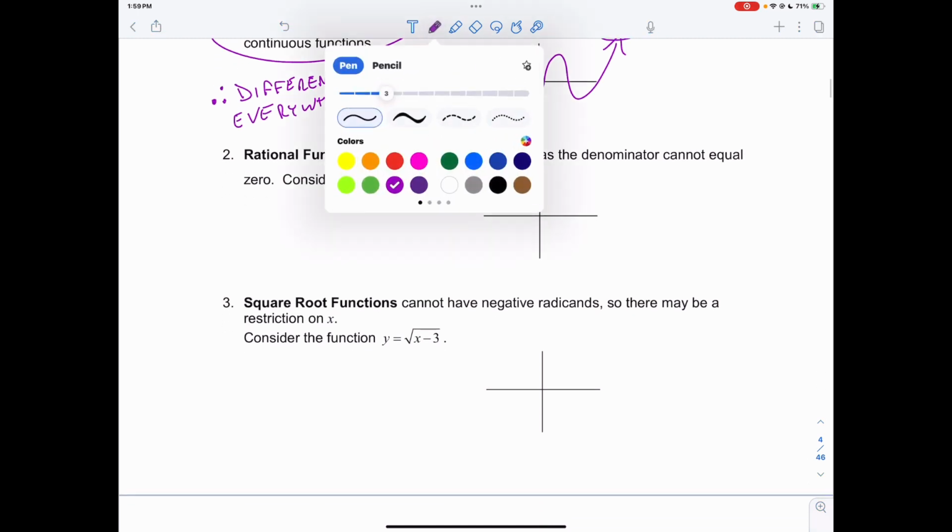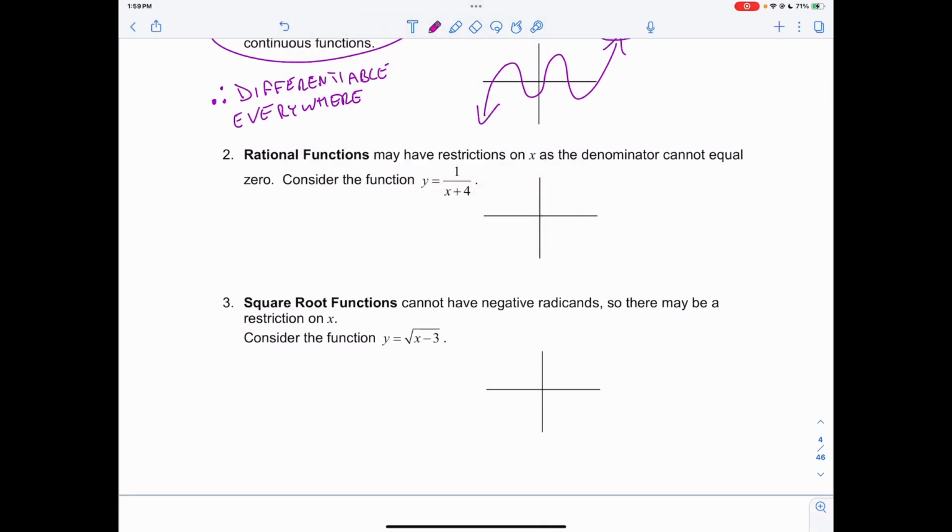For our rational functions, they may have a restriction on x as the denominator cannot equal 0. Now remember, that doesn't mean that it will always have a restriction on x. It's just a possibility that we need to check for. So given this function, y is equal to 1 over x plus 4. If y is equal to 1 over x plus 4, and our denominator can't equal 0, then that means that x plus 4 can't equal 0, or x cannot equal negative 4.